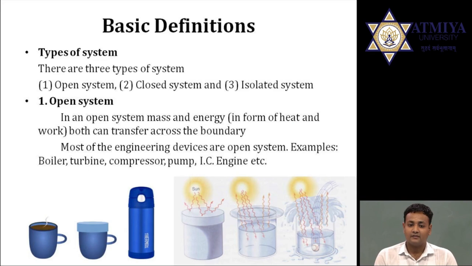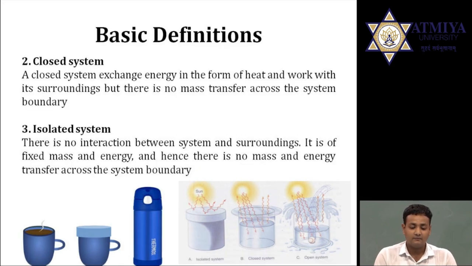Types of system. There are three types of system: open system, closed system and isolated system. Open system. In an open system, both mass as well as energy transfer can take place from or to the system. Most engineering devices are open systems. For example, boiler, turbine, compressor, pump, IC engine and so on.